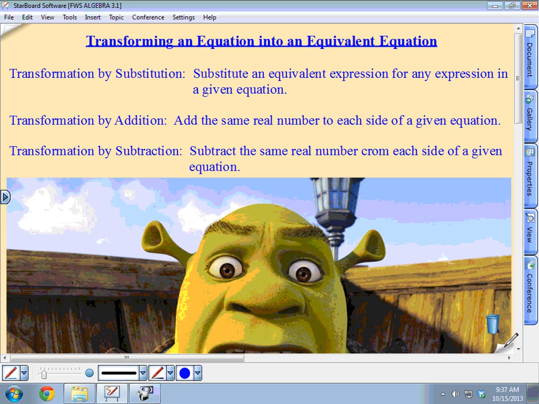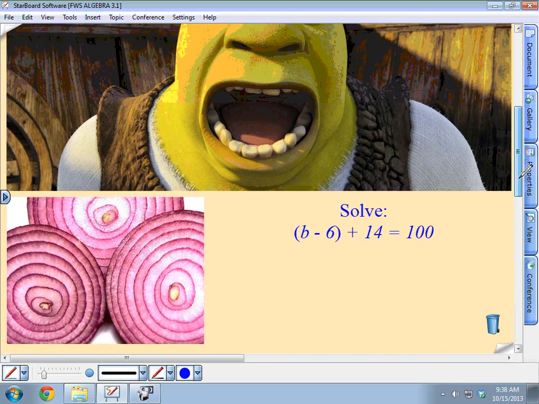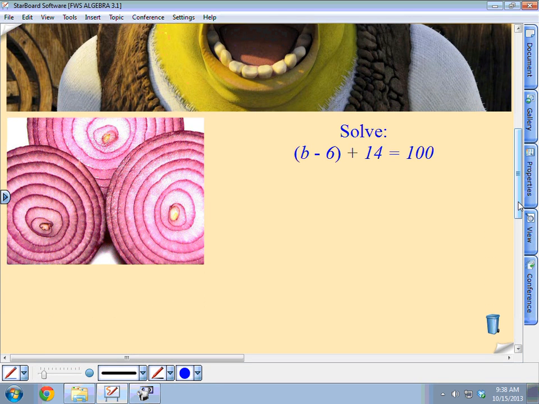Transforming an equation into an equivalent equation. Okay? So, we're going to transform these equations. Transform just means to change. So we're going to change these equations by three different methods. The first one is transformation by substitution. We substitute an equivalent expression for any expression in a given equation. Okay, so don't yell when you see these.